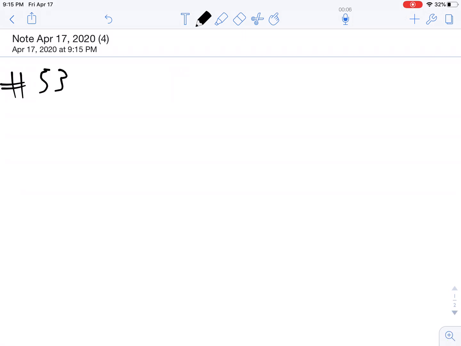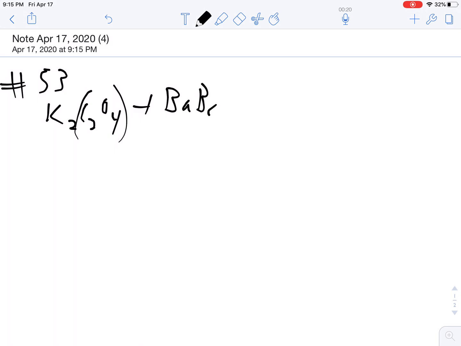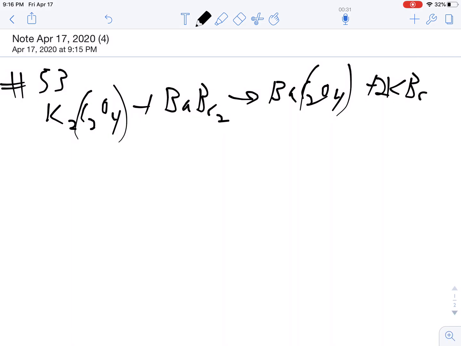Okay, we're asked to calculate all the final concentrations in a system where we're taking potassium oxalate and reacting with barium bromide. That's going to give us barium oxalate plus potassium bromide. Okay? So let's begin with the potassium oxalate. And let's calculate the easy ones first, all right?